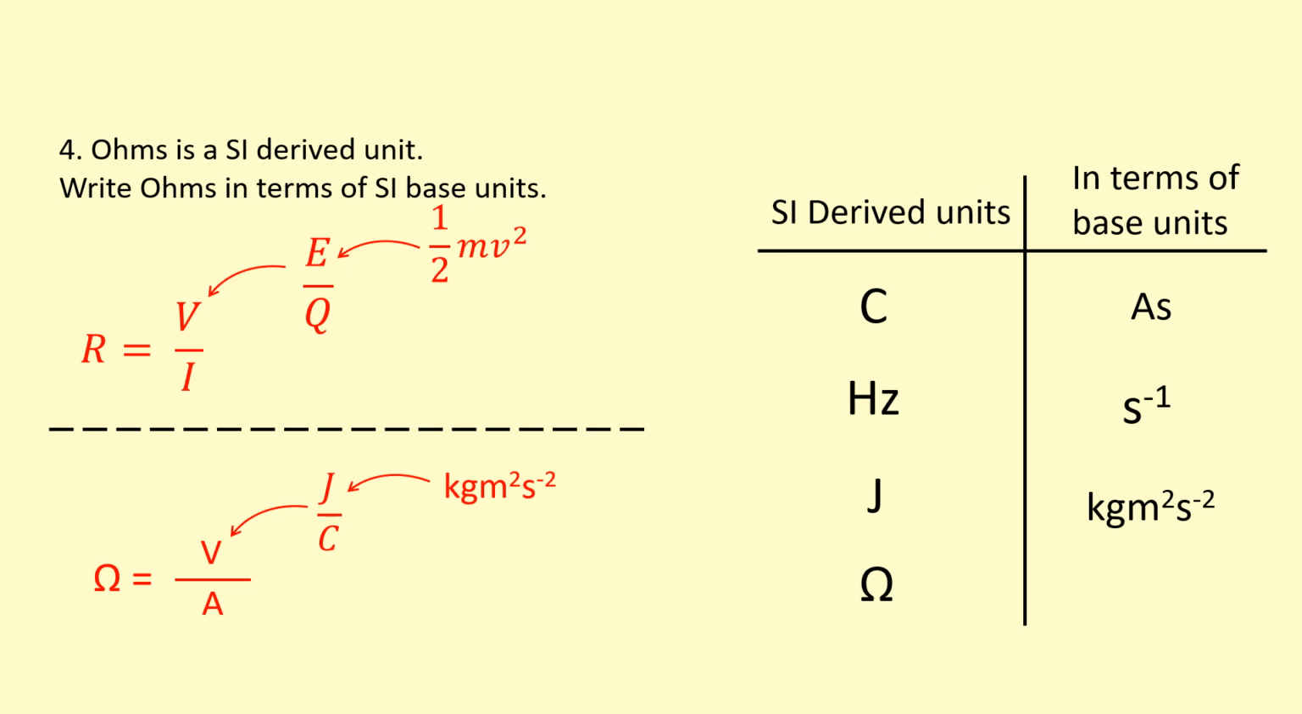And coulombs can be written as, or charge can be written as current times time, which is amps times seconds. Okay, so now we have kilograms meter squared per second squared divided by amps seconds, and then that whole thing divided by amps. And that simplifies to kilogram meter squared per second to the minus 3 and amps to the minus 2.